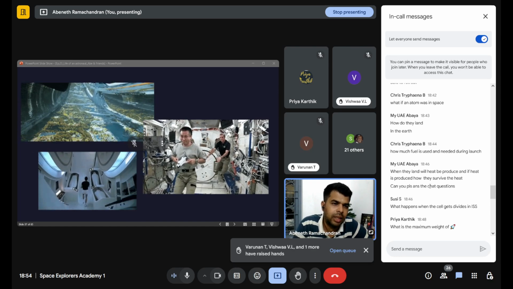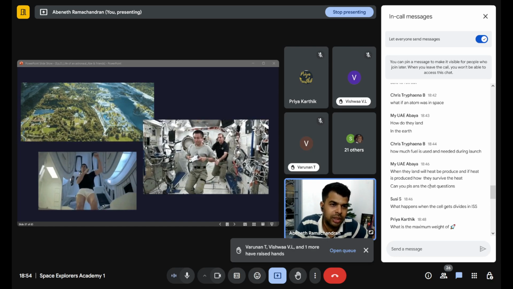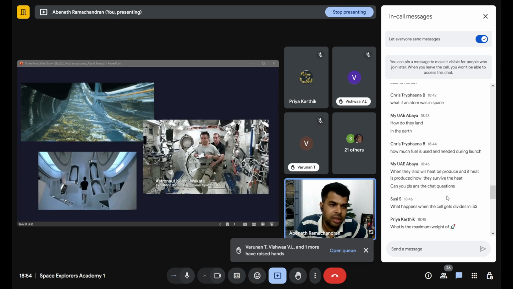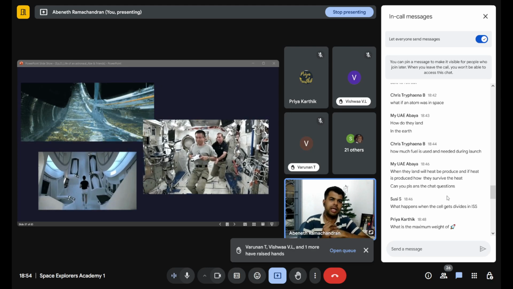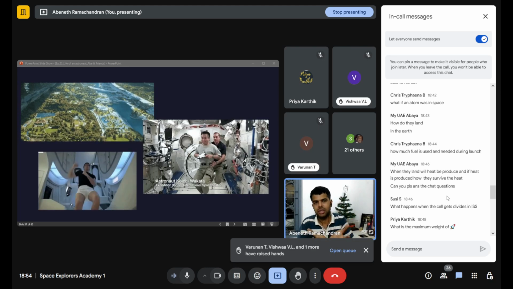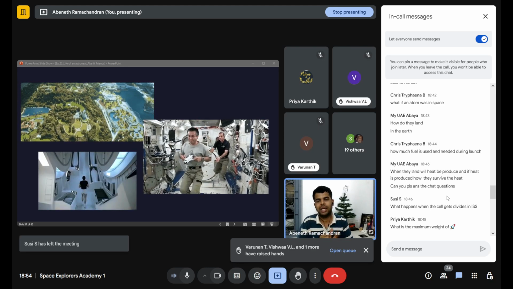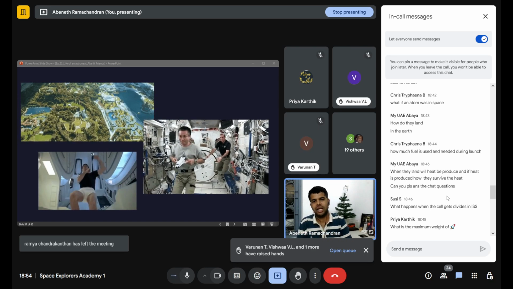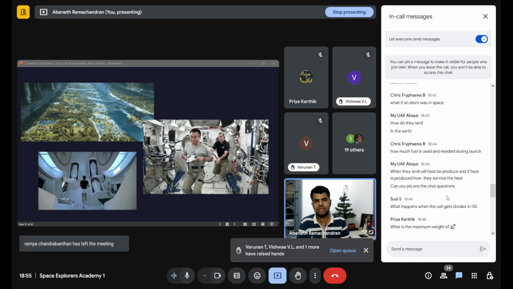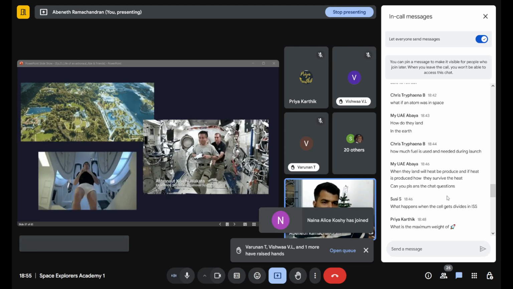When they land, will heat be produced, and if heat is produced, how do they survive the heat? And can you please answer the chat question? Yes, I am answering the chat question. There is a lot of heat being produced on the underside of the lander, and during that time they have a heat sink tile. They have a lot of carbonaceous tile on the underside of the spacecraft, which is protecting them from getting hot.